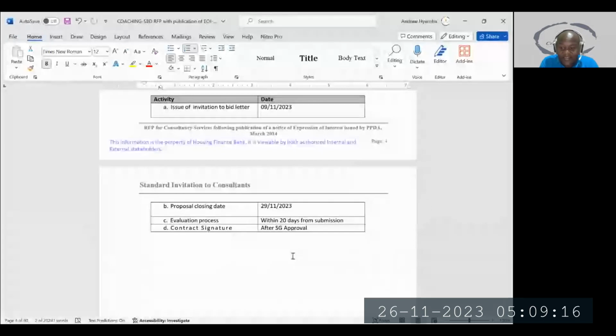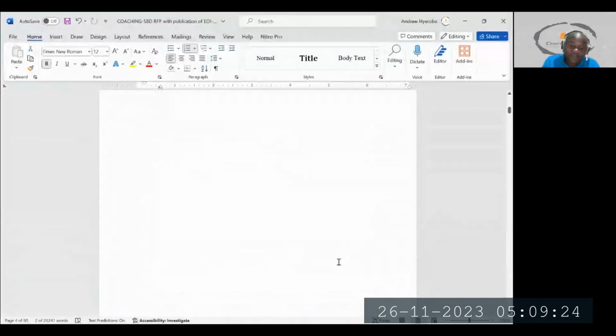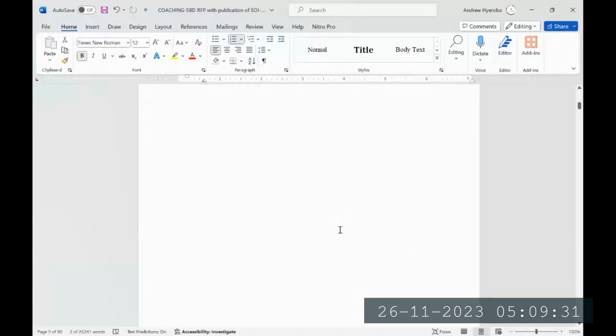So once the Solicitor General approves the contract, then they send it to you and they ask you to go ahead and sign this contract, and then you start work. So from 29th November to about 29th December, they'll be reviewing the proposals. That means this work is likely to start in 2024. And that's the thing we need to learn about bidding.